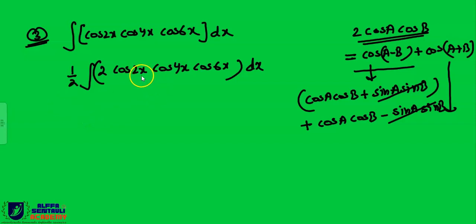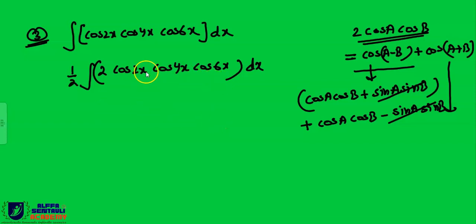Now the question is, which term should I take? Should I take the combination of cos 2x cos 4x, cos 2x cos 6x, or cos 4x cos 6x? Which combination should I take? 2 and 4. I'll tell you, Anish, you can take any combination and you will get the same answer, because this question is a two-step process, right?